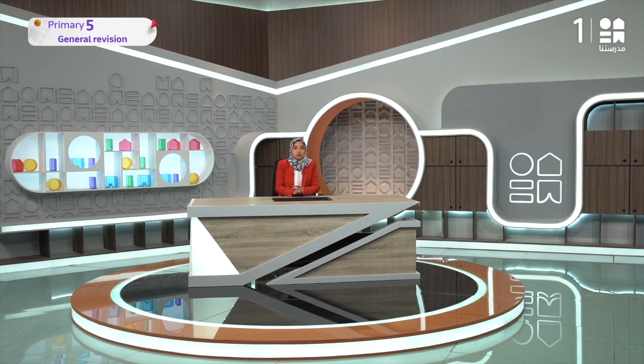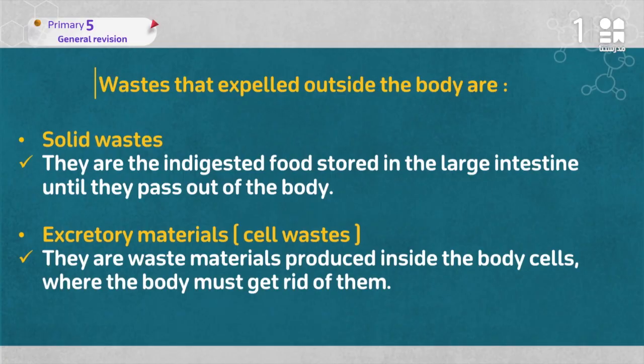يبقى دلوقتي ازاي نقدر نحافظ عليها؟ ده كده lesson 1 which is the circulatory system. طب lesson 2 which is the excretion and human urinary system. أول حاجة اتفقنا فيها إن الويستس اللي بتبقى موجودة نوعين. Two types: solid wastes and excretory materials.